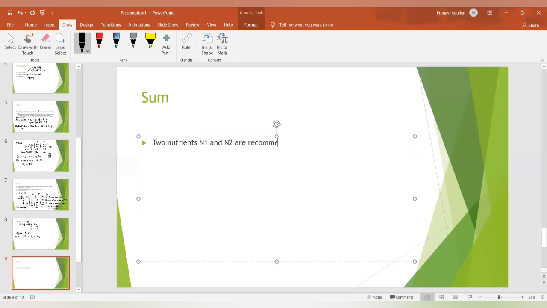recommended for athletes, which are available in two products, P1 and P2. So what are the decision variables now? You can start simultaneously. What are decision variables?